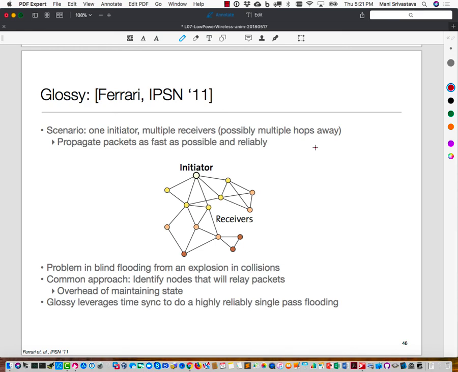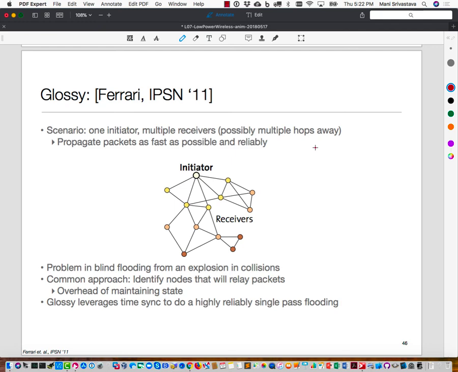Okay, so the setting we have here is there is one initiator. This could be your home gateway or something like that. And then I have a whole bunch of nodes. These are the receivers, the little light bulbs and light switches and sensors and stuff like that. The idea is that the initiator has a packet, and we want to send it out to all the nodes as rapidly and as efficiently as possible. The problem in blind flooding, where I hear the packet and I retransmit, is that explosion in collisions that I was describing earlier.